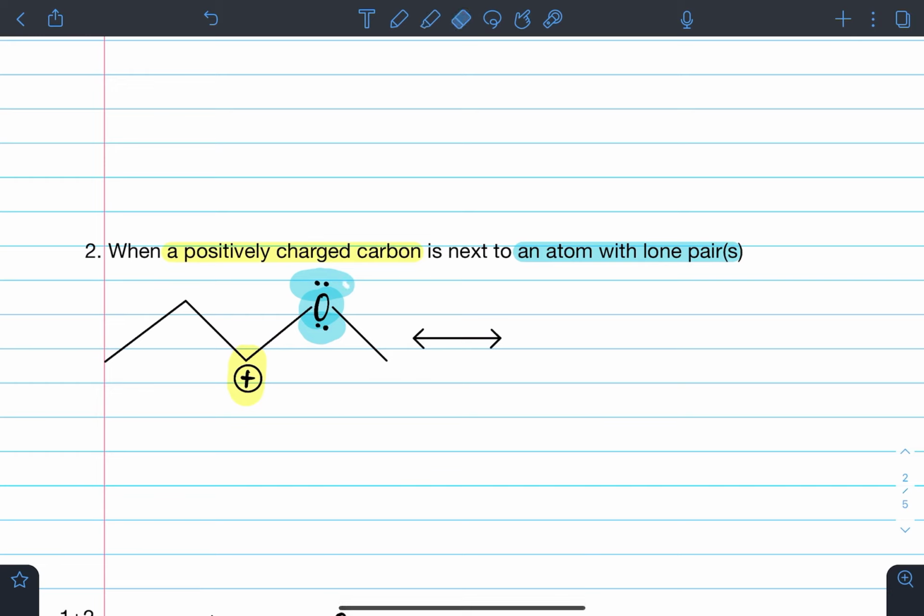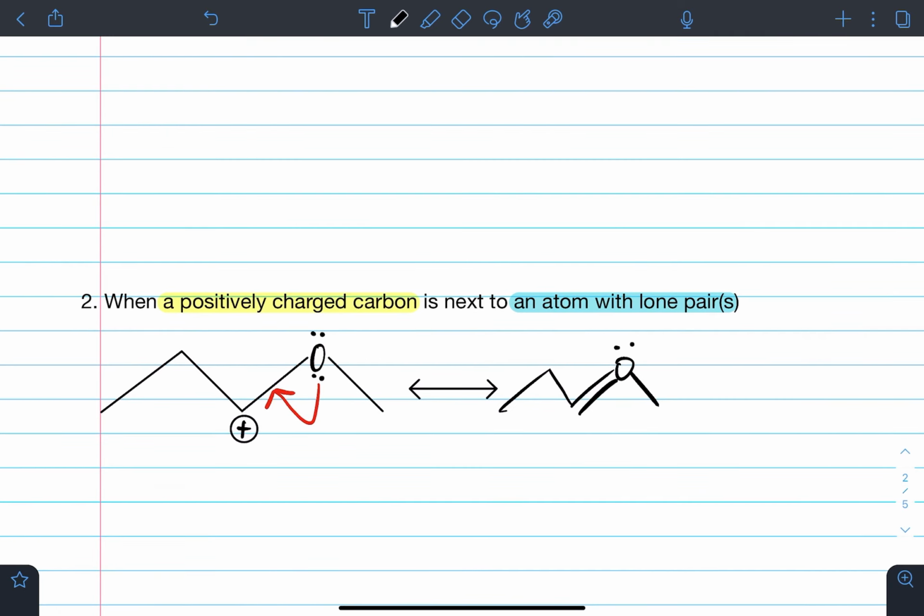Okay, so now let's move the lone pairs, okay? It doesn't matter which set of lone pair I choose, I'll just choose this set, and then I'll move this lone pair here to create a double bond, okay? So let me create this double bond first. Okay, so I still have this set of lone pair here, right? But this set of lone pair is gone now because now I have this double bond, right?